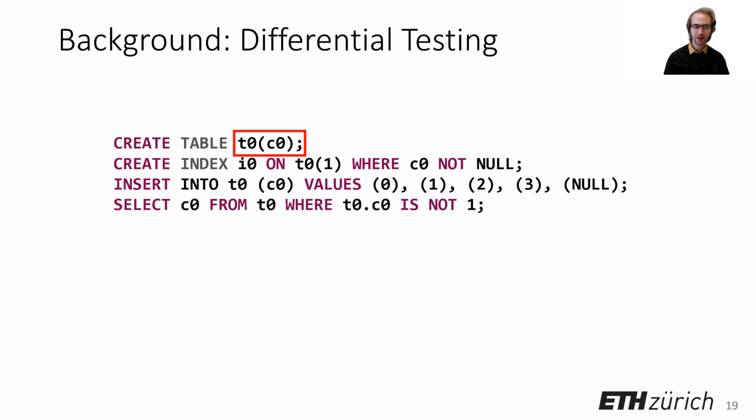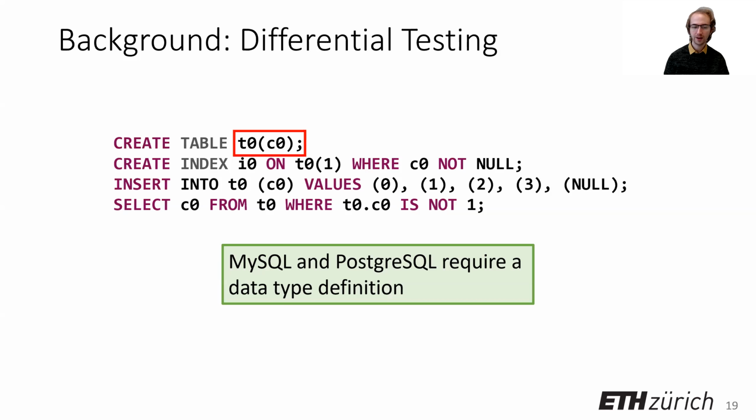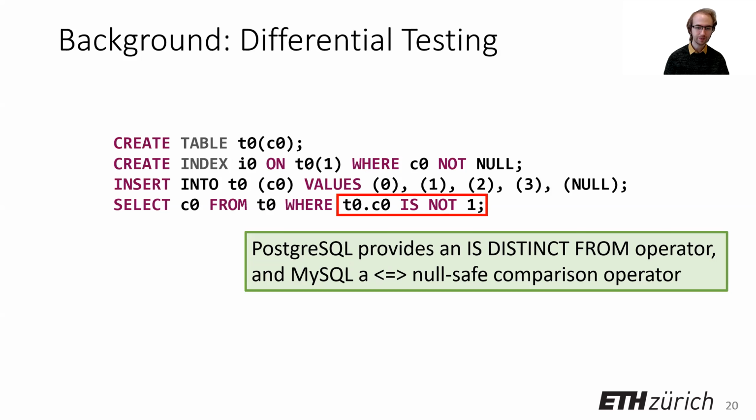If we look at this table definition, we actually see that we didn't specify a data type, which is not required for SQLite, but it is required for MySQL and Postgres. And also, the IS NOT operator is not supported in this way in Postgres and MySQL. So Postgres provides an equivalent, the IS DISTINCT FROM operator, and MySQL provides a null-safe comparison operator that we could negate. But you can already see from the simple example that things get quite tricky.